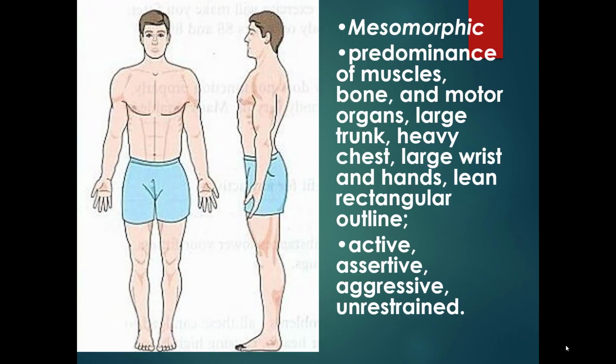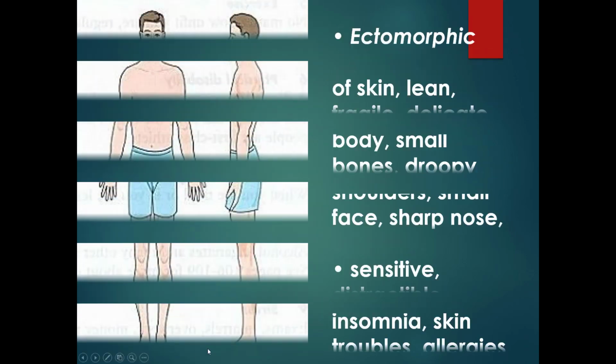According to Sheldon, there are three body types. The first body type is what he called a mesomorph or mesomorphic body type. This is a person who has a predominance of muscles and bone, a large trunk. You can see here this long trunk, heavy chest, large hands, and so forth. And according to Sheldon, this person was a very active person, very assertive, but also aggressive and unrestrained, so very impulsive.